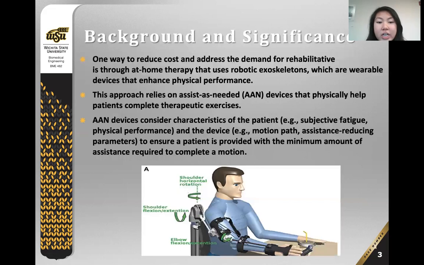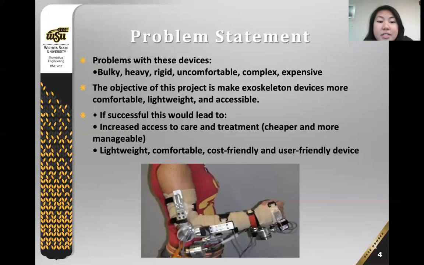One way to address these challenges is through at-home therapy that uses robotic exoskeletons, which are wearable devices that enhance physical performance. This approach relies on assist-as-needed algorithms that use sensors to determine when patients physically need help to complete therapeutic exercises.